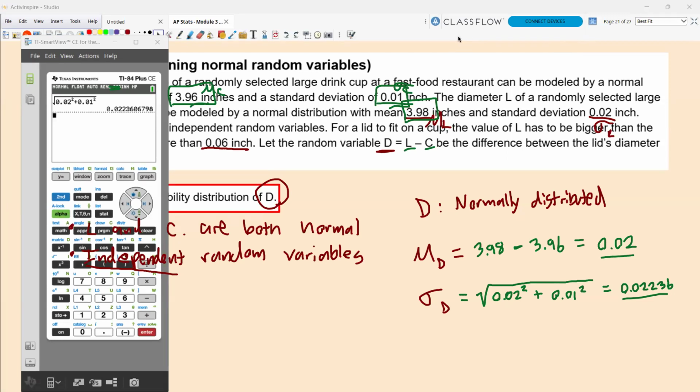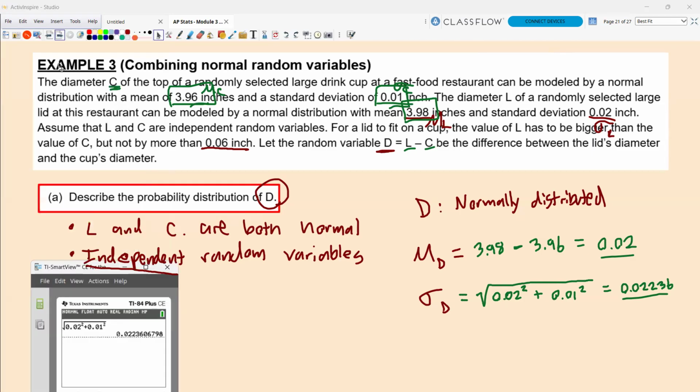So now that we have our mean and our standard deviation of our combined distribution, we can now answer a couple of questions. Remember that I added the squared standard deviations because the variability is still going to spread even though we're subtracting those two random variables. Let's look at the next part.